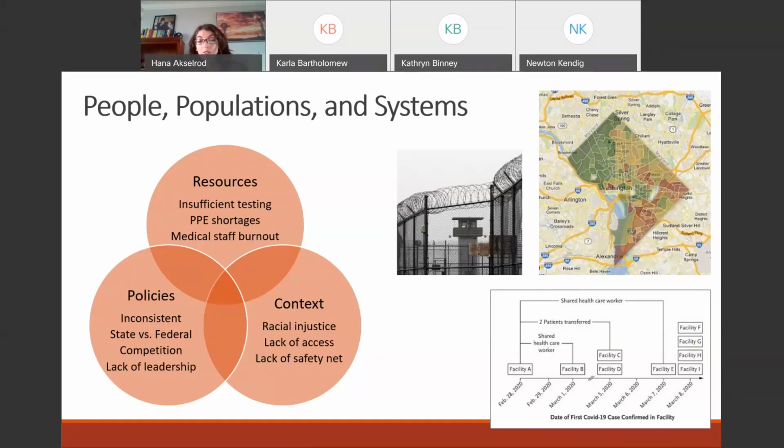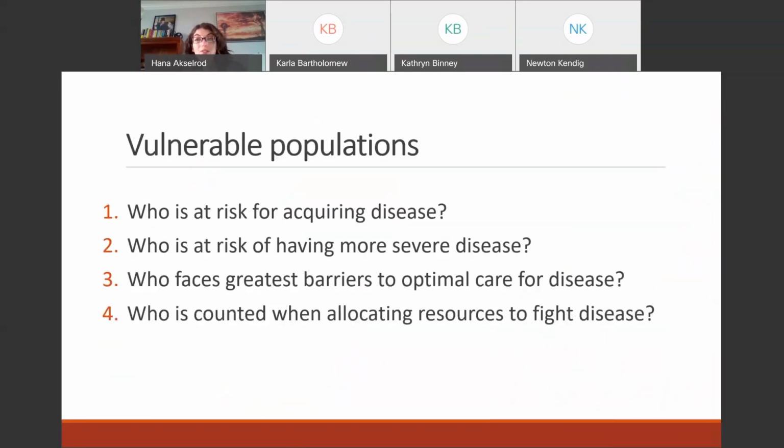However, this is all occurring within a greater context of a history of racial injustice, lack of access, and lack of safety net or deteriorated or dismantled safety net for many of our patients. We also have to think about specific settings in which the consequences of transmission might be worse, or the tools available for reducing transmission are less, such as incarceration systems and nursing homes. And the map on the previous slide, by the way, was the income map of DC.